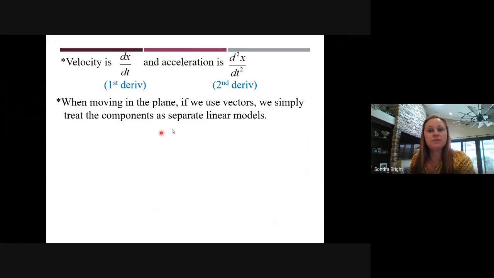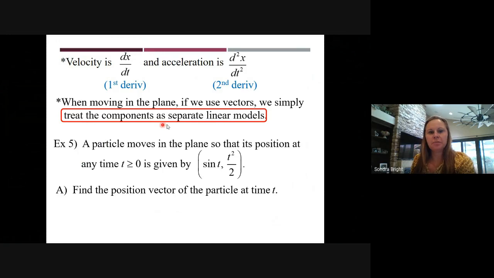So when moving in a plane, if we use vectors, we simply treat the components as separate linear models. Treat them as separate linear models. So let's look at this example 5 that says a particle moves in the plane so that its position at any time t greater than or equal to 0 is given by sine of t comma t squared over 2. So that's its position at any time greater than 0.